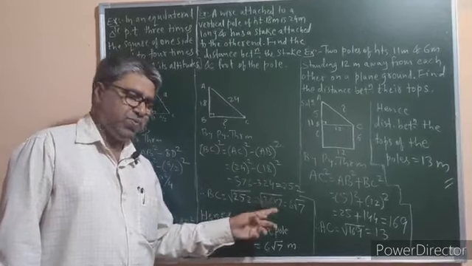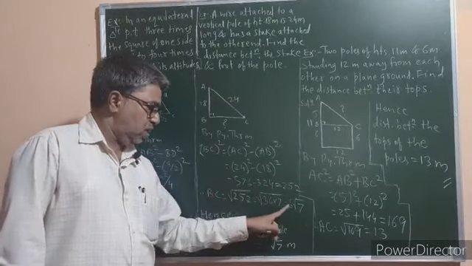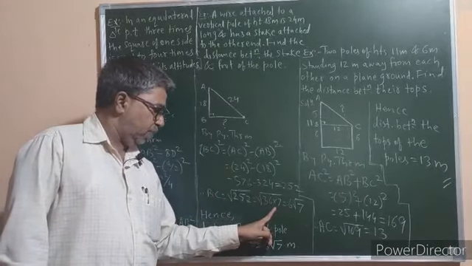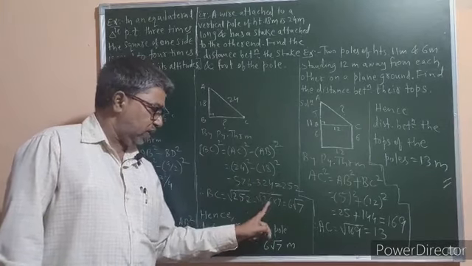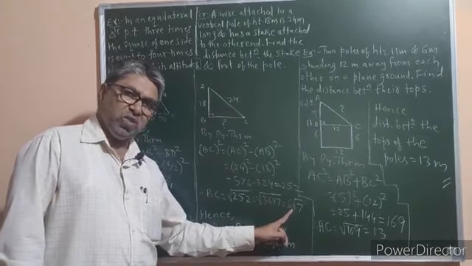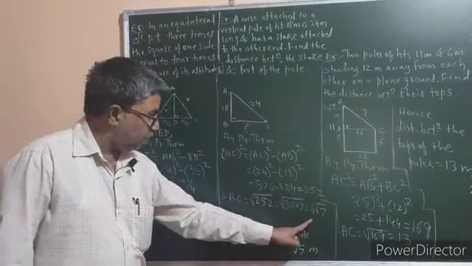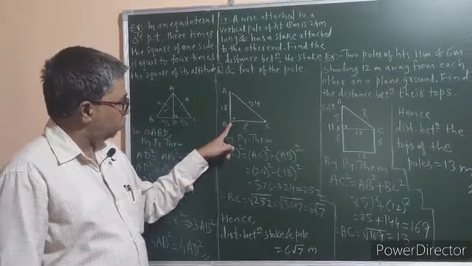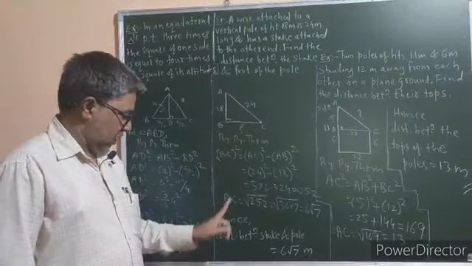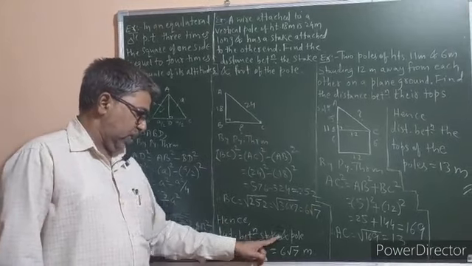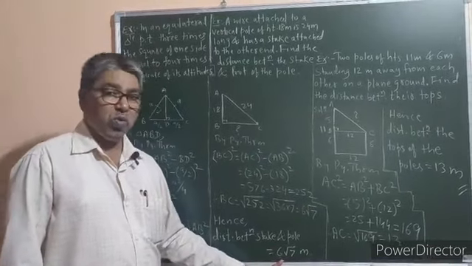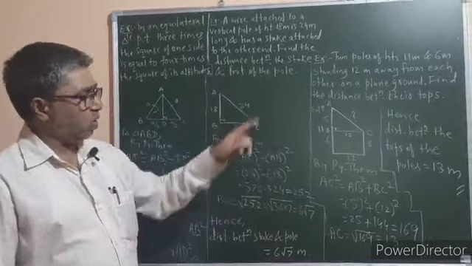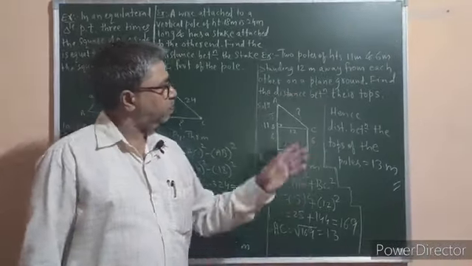36 is a perfect square of 6. Take it outside the root sign. So the simplified form of square root of 36 into 7 will be 6 root 7, and this itself is the distance between foot of the pole and that of the stake. Hence distance between stake and pole is equal to 6 root 7 meters. Now coming to the last example.